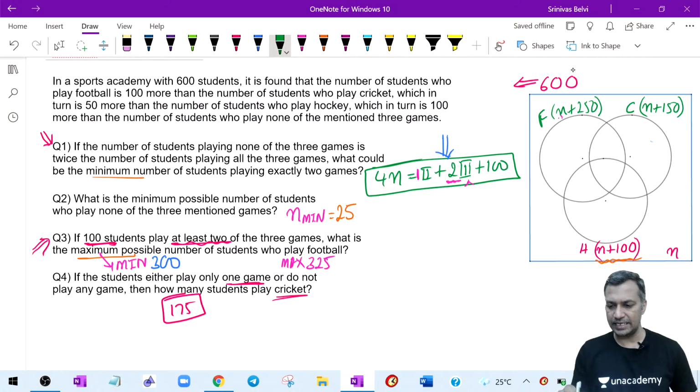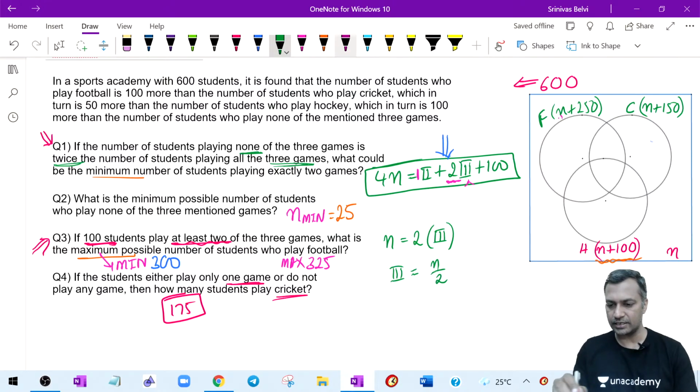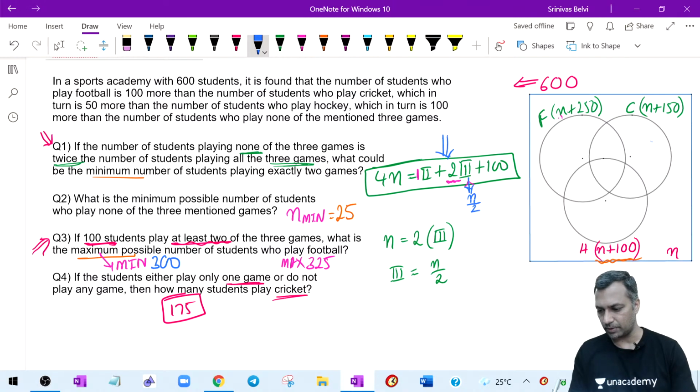Okay, the number of people playing none. Now let none be twice the number of people playing all three games. That is, none is equal to two times region three. That's what he said. Twice region three. Therefore, what is the value of region three? The value of region three is nothing but n by two. Plug it here. Plug the value of region three as n by two.